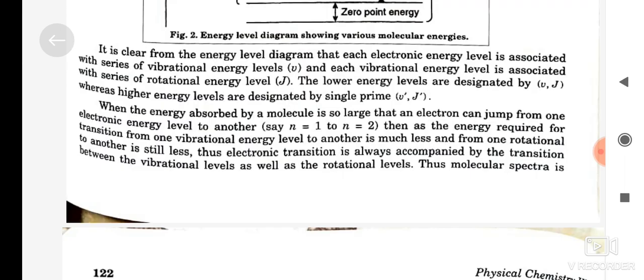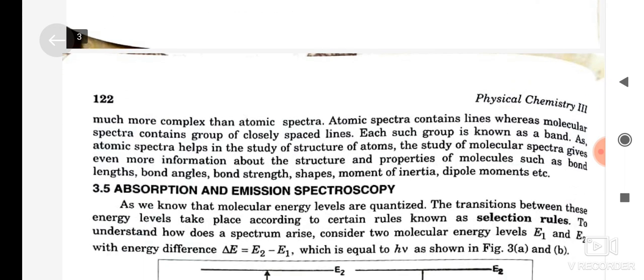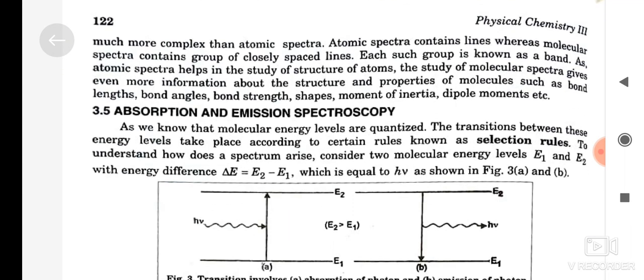When the energy absorbed by a molecule is so large, then an electron can jump from one electronic energy level to another. The energy required for transition from one vibrational level to another is much less, and from one rotational level to another is still less. Thus, electronic transition is always accompanied by transitions between the vibrational levels as well as the rotational levels. Thus, molecular spectra are much more complex than atomic spectra. Atomic spectra contain lines, whereas molecular spectra contain groups of closely spaced lines.